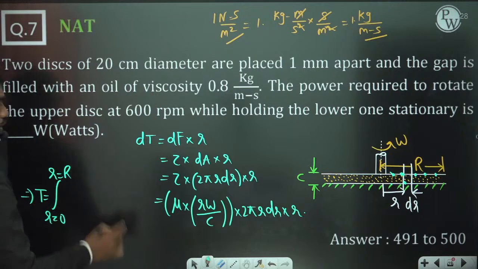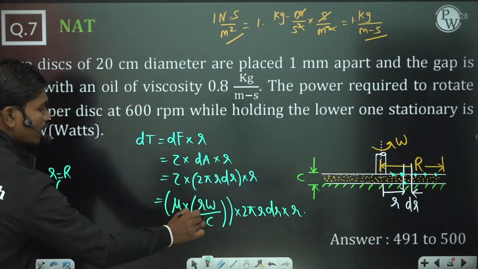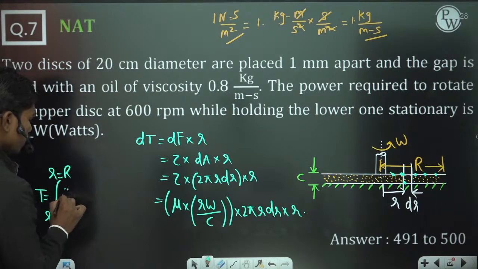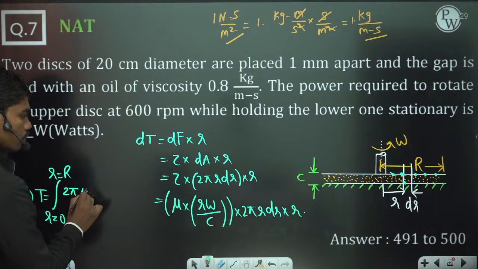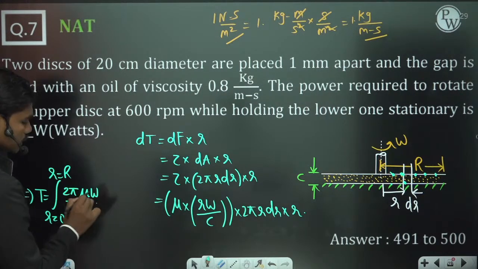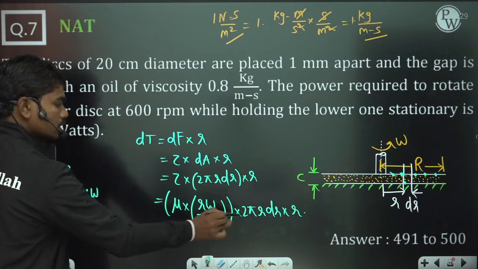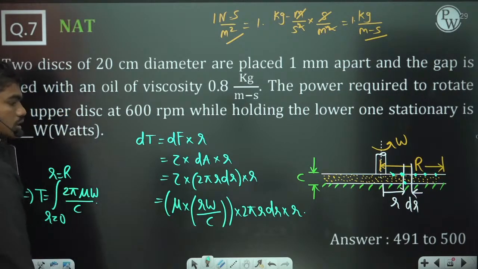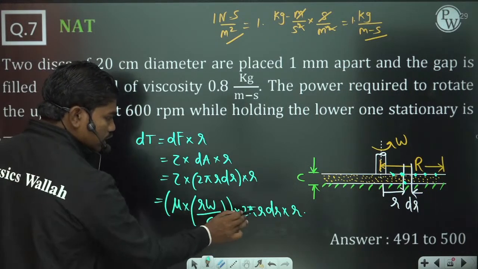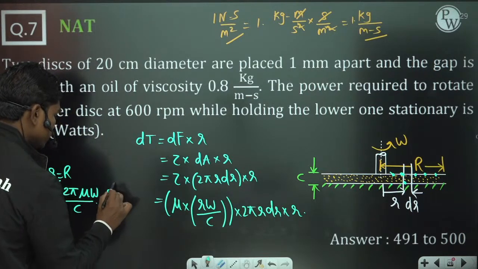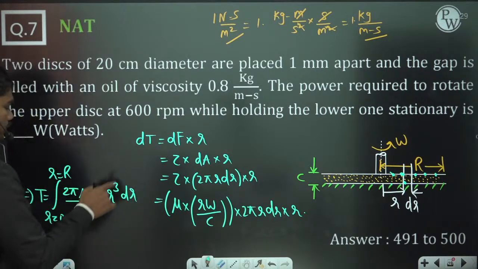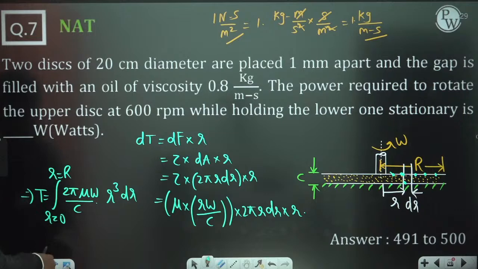2 pi mu omega by c are constants: 2 is constant, pi is constant, omega is constant, c is constant, mu is also constant. How many small r's do you have? 1, 2, 3. So r cubed dr is what you have. If you simplify this expression, you get r to the power 4 by 4, so the 2 gets cancelled: pi mu omega r to the power 4 by 2c.